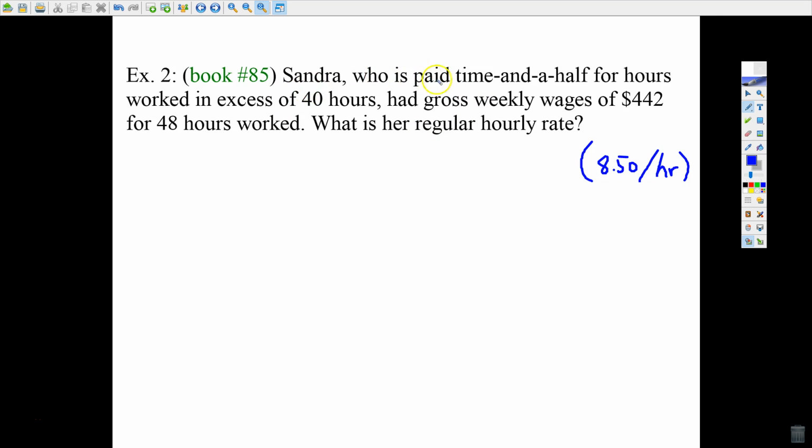Okay, we have this employee, and typical of employees, they get paid time and a half for every hour that they work over 40. Okay, she had gross, just in case you don't know, accounting students will know this later, but gross means before taxes are taken out. This person had gross weekly wages of 442 and she worked 48 hours. What is her regular rate? Okay, so let's just let a variable X represent regular hourly rate because that's what the question is asking for.